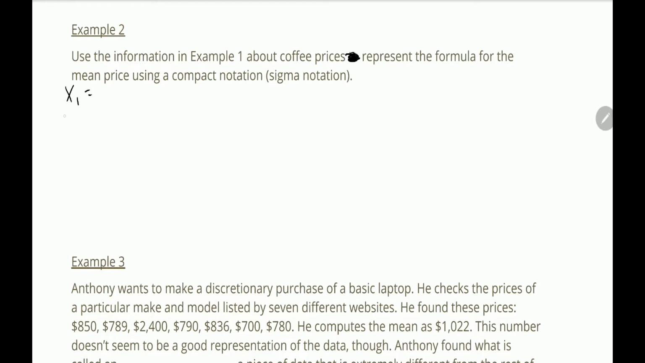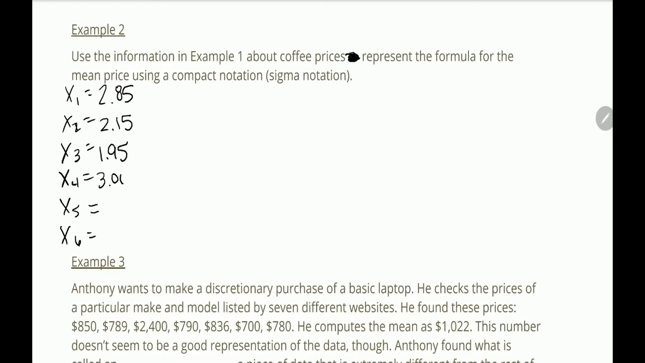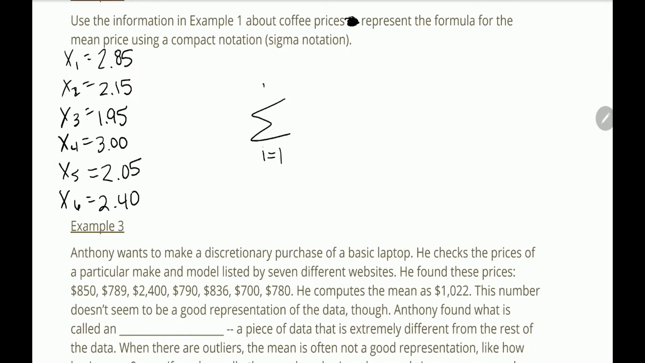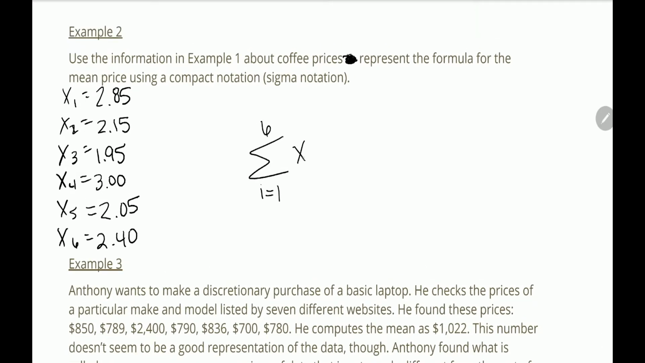So if we label these x1 through x6, our coffee prices, since we have 6 of them, then we could say 285 was x1, 215 was x2, 195 was x3, $3 was x4, 205 was x5, and 240 was x6. And then from there, the sigma notation, we're going from x1 to x6. So we have to start that at 1 and we go all the way to 6.